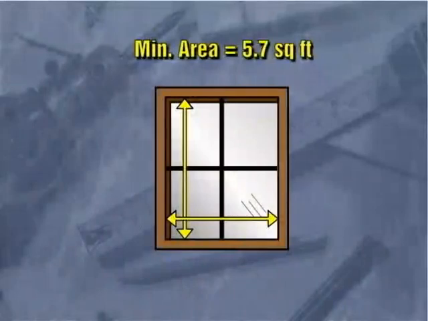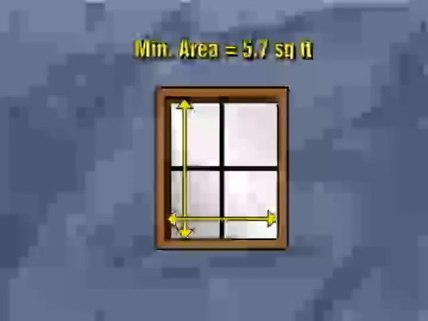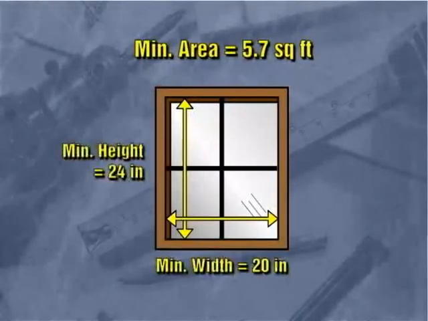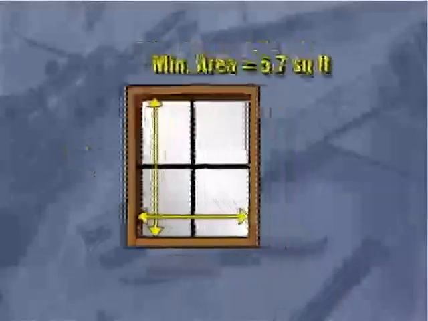The window must have a minimum opening of at least 5.7 square feet. And the net clear opening height of a window must be at least 24 inches. The net width must be a minimum of 20 inches. Again, let's highlight those. At least 24 inches and a minimum of 20 inches.